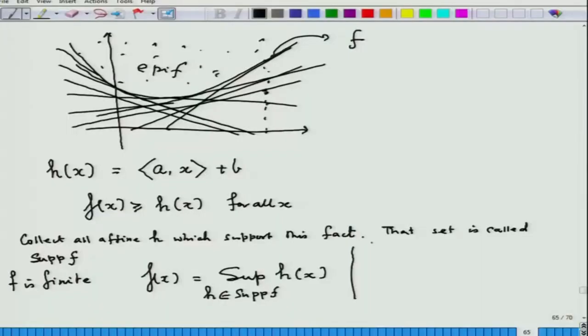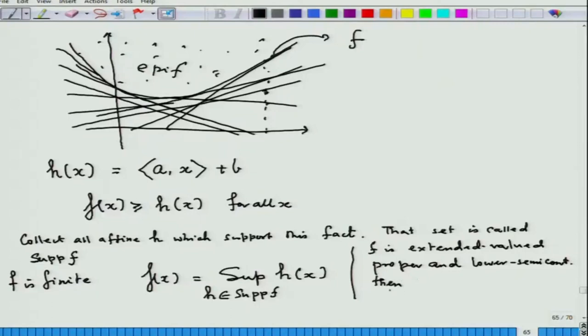This not only talks about the case when f is finite. In fact, if f is extended valued, proper and lower semi continuous, I have already told you what lower semi continuous is, then this holds. But we are not going to be so much bothered about this lower semi continuous business, because that is essentially a technical thing, but a very helpful technical thing. For our studies, we can just be happy with continuous convex functions, because that is more or less the thing that you will handle in practice.